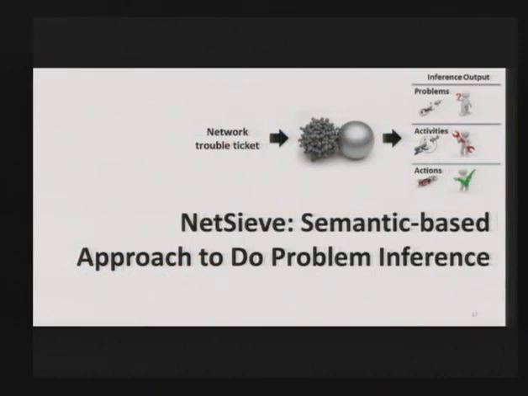So the goal of NetSieve is, given a ticket, it wants to extract problems, activities, and actions. The system itself operates in 2 phases. First, we want to build a knowledge base that contains a list of important phrases in the current domain along with their semantic. What I mean by semantic will be clear shortly. In the operational phase, which is the second phase, I want to use this knowledge base as a means to infer problems, activities, and actions from a given ticket. Let me first show you a bird's eye view of the system, before I dig into each step in detail.